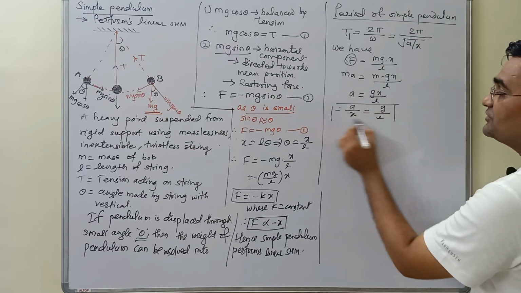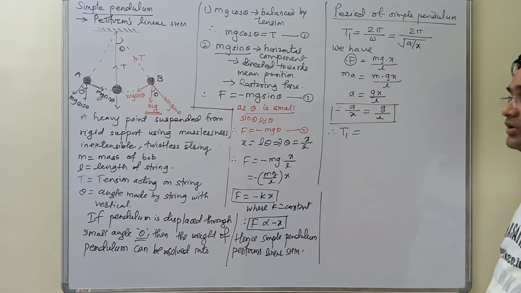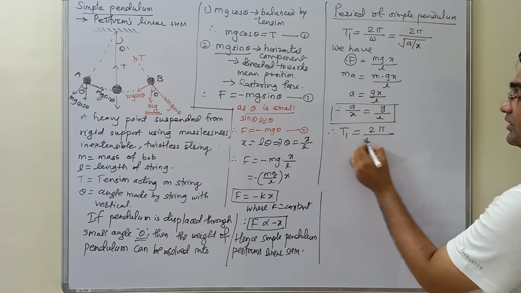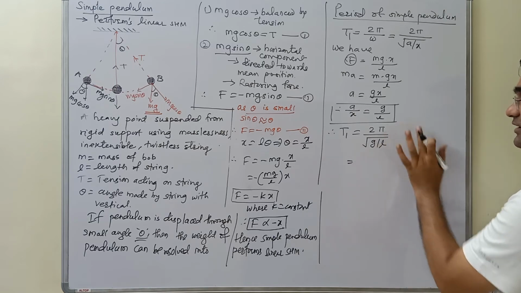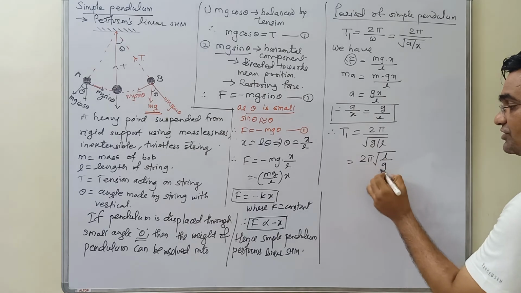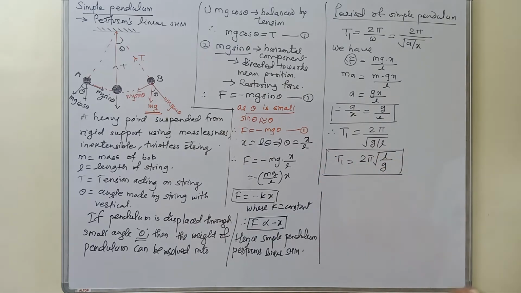So if I substitute this value here, then the period of simple pendulum T1 equals 2 pi divided by root of g upon L. L will be shifted to the numerator, then what I will get? 2 pi root L upon g. This is the formula for the period of simple pendulum.